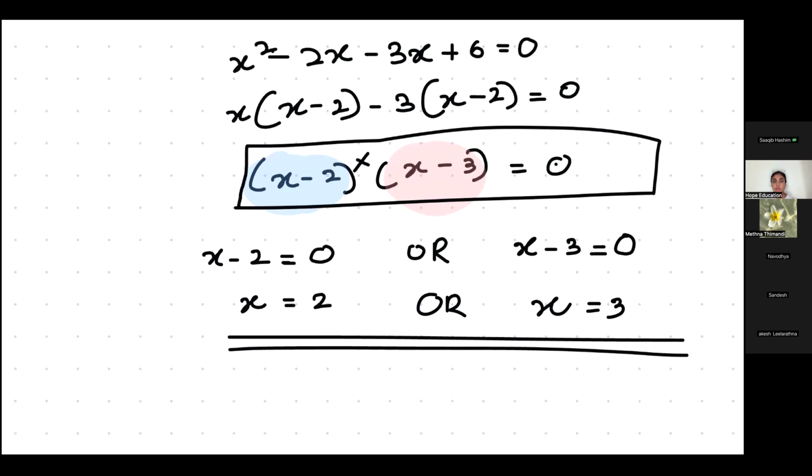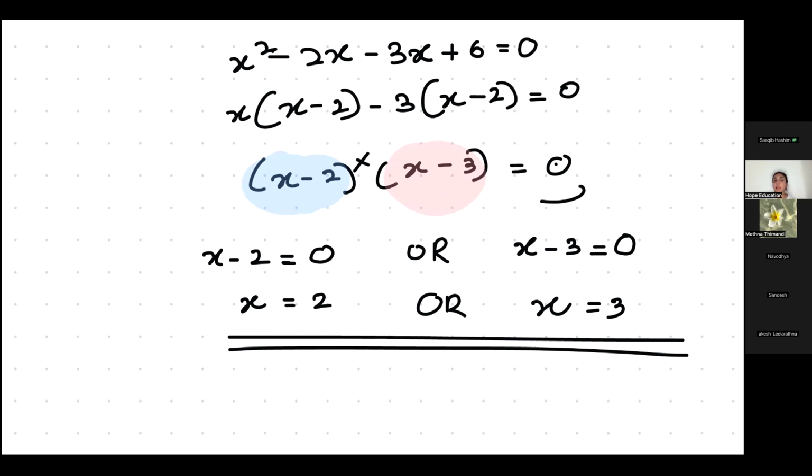Yes or no? Yes. Now I told you if the answer is 0, either this bracket has to be 0 or this bracket has to be 0. But we don't know which one is 0. Okay, මම ලියනවා x minus 2 is 0 or x minus 3 is 0. But I don't know which one is 0. Is that clear?